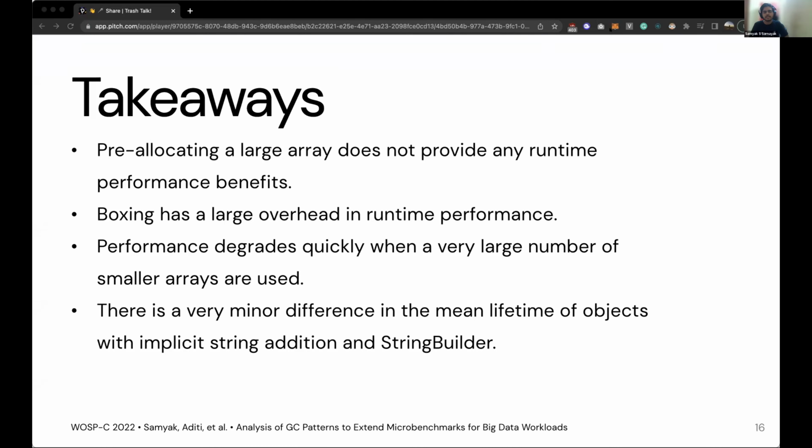To add to that, we also released the object analyzer pipeline. So we could use that to get much more detailed profiling data than other existing tools. So that could help find bottlenecks not just in big data, but also any Java program.